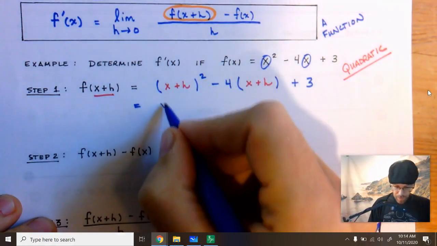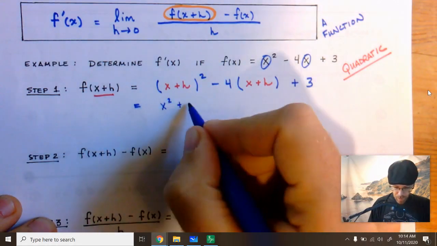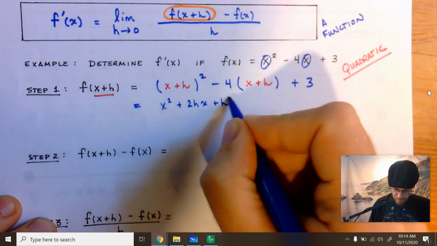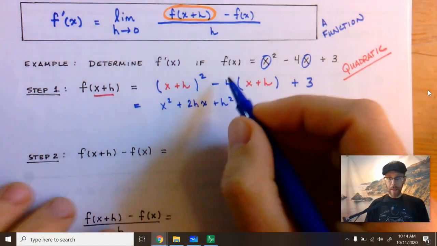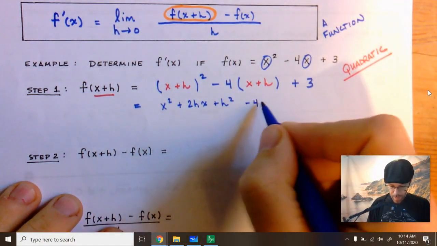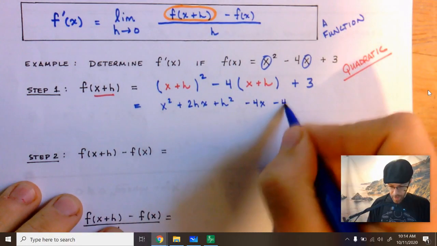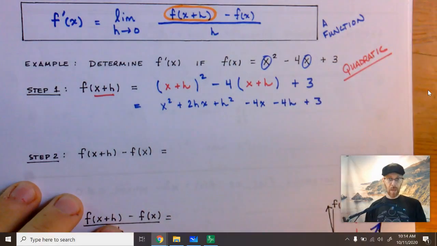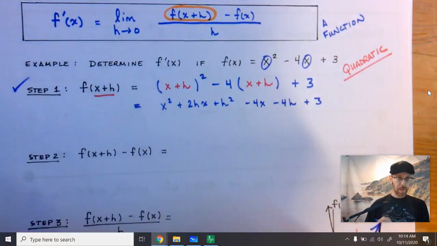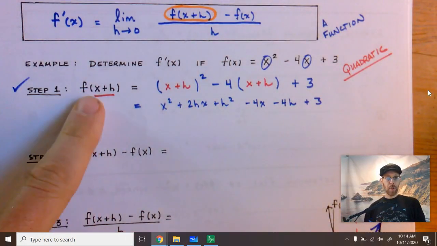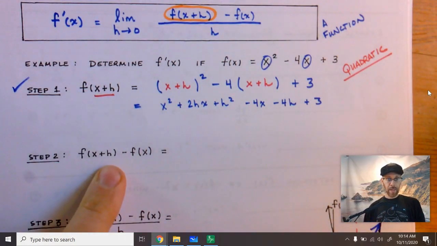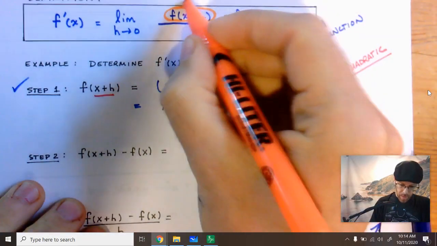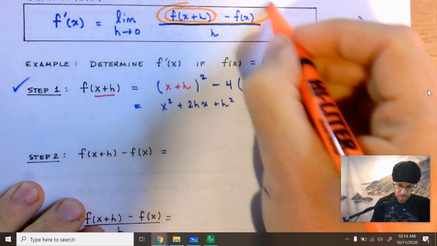Let's see, this first one would give us x squared plus 2hx plus h squared. And then the next one would give us minus 4x minus 4h, plus 3. So there's the answer to step 1, complete. Step 2 is to take what we did and subtract f of x from it. Once we do that, it'll give us the entire numerator of the expression.